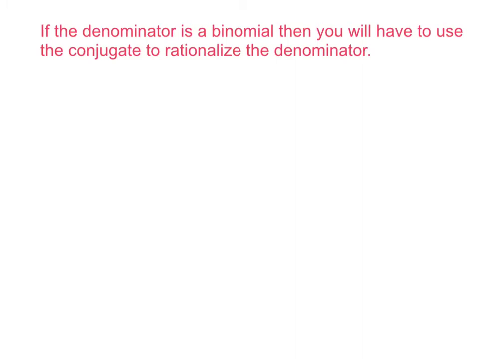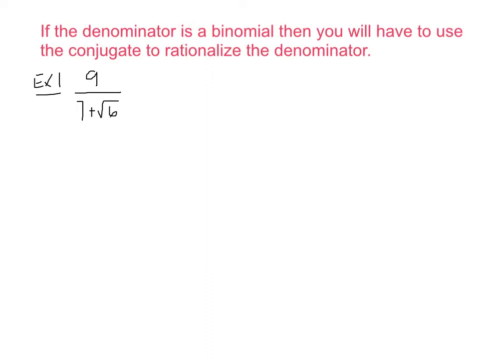I want you to write this down. If the denominator is a binomial, then you will have to use the conjugate to rationalize the denominator if there is a radical. So let's look at a couple of problems. Let's look at this problem first. Example 1. We are going to simplify 9 divided by 7 plus radical 6.